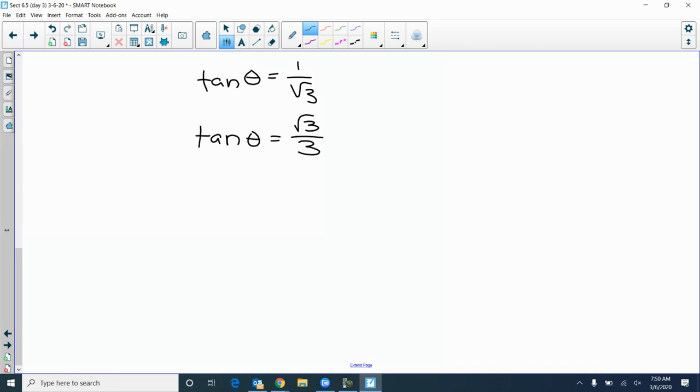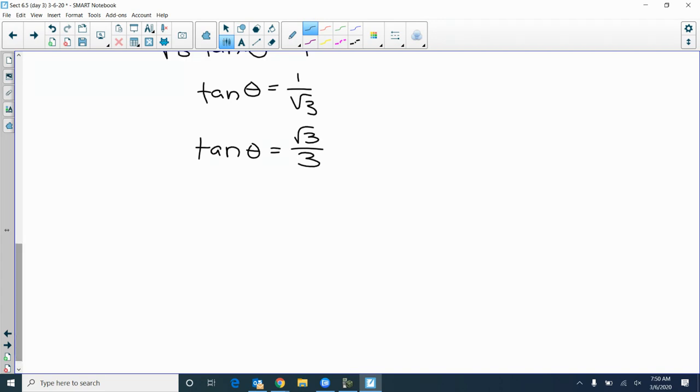Where is tangent positive? It's positive in quadrant 1 and what other quadrant? 3. So that gives me this 30-degree angle, which is 210 degrees. And that's 30 degrees, well, in radians, pi over 6 and 7 pi over 6. So theta equals pi over 6, theta equals, not 5 pi over 6, 7 pi over 6.